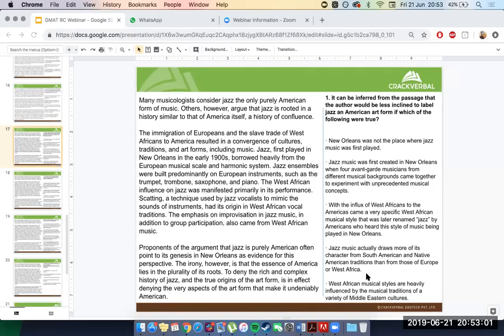Even though this is a different type of confluence, it's still a confluence. It's North American and it's Native American and South American traditions coming together that have led to the author seeing things this way, right? So that would still be confluence.